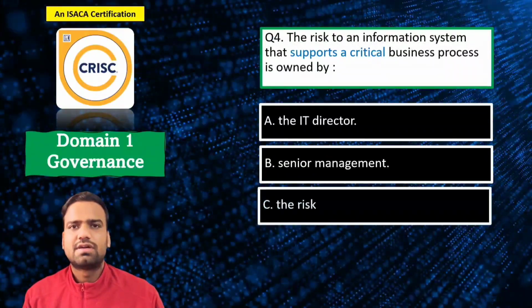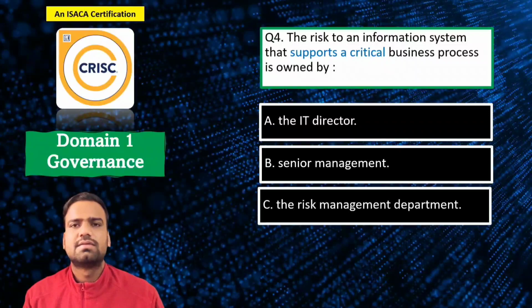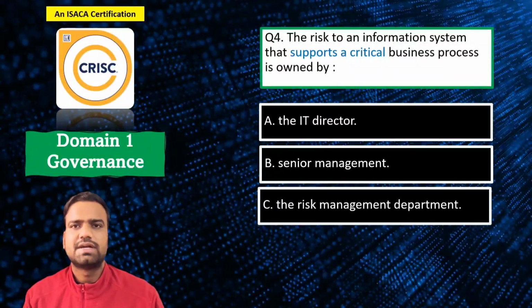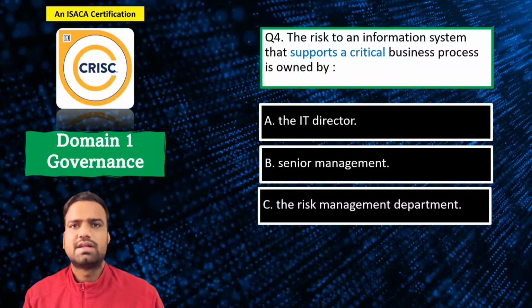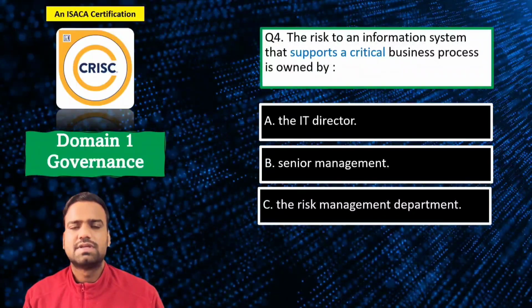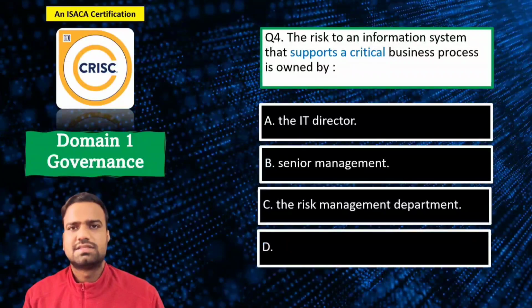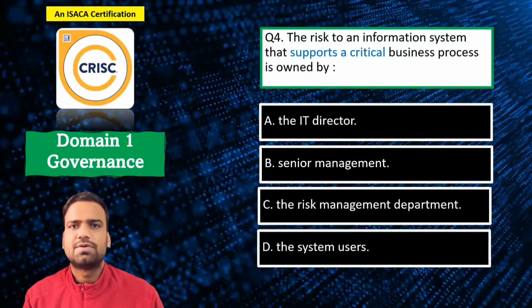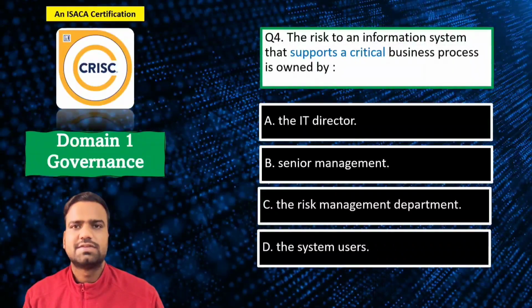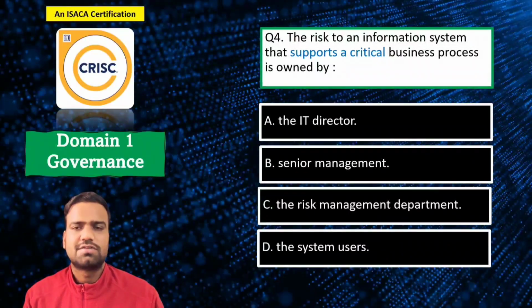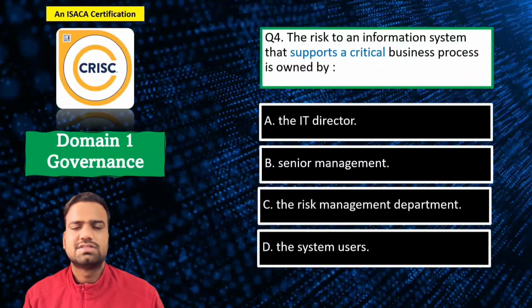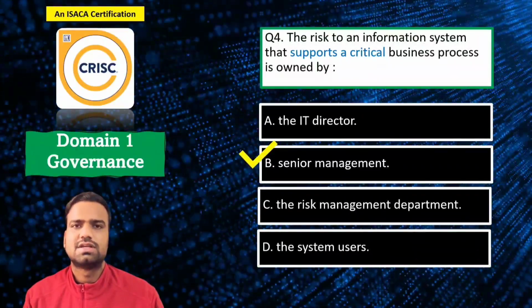And why not risk management department? Because risk management department assists in risk assessment and mitigation, but the ultimate responsibility often lies with senior management. And system users have a role in adhering to security policies, practicing safe computing and reporting issues. However, they do not own the overall risk to the information system at an organizational level.